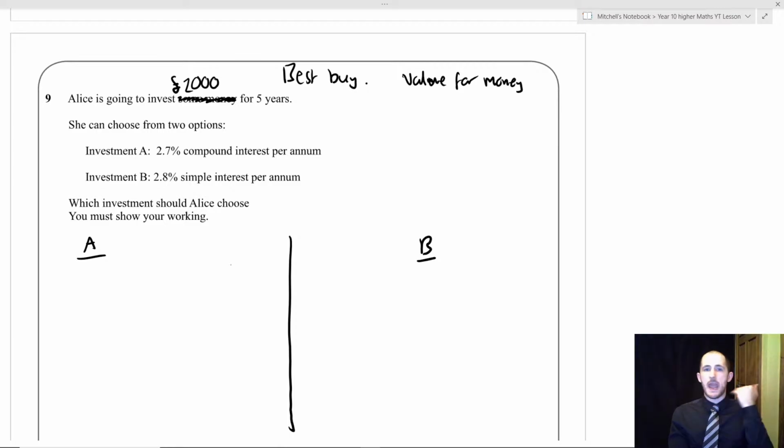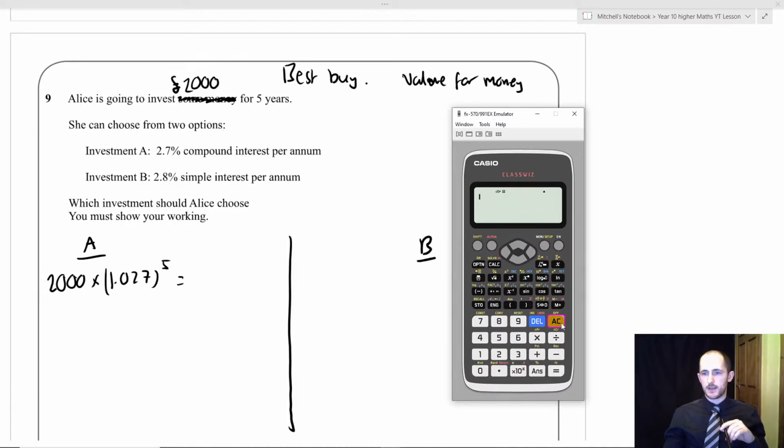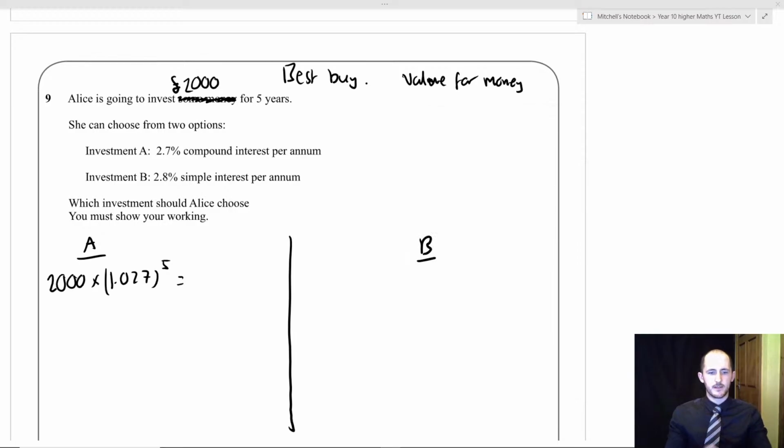So compound interest, we're experts at that now. Let's just work this out. You would have £2,000 times 1.027, in a bracket to the power 5. So let's do that. We have 2,000 multiplied, sorry, I pressed X instead of times, 1.027 to the power of 5. Let me just double check that. Yeah, that's good. 2284.98.